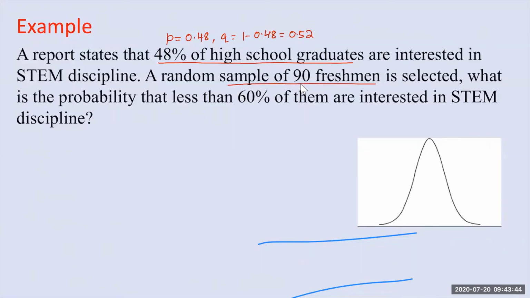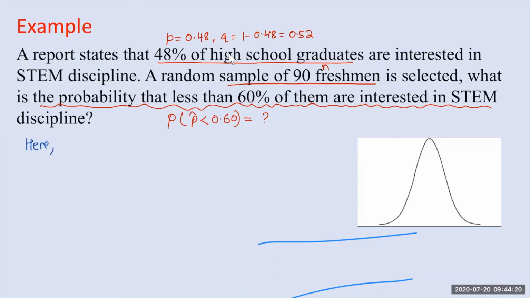A sample of 90 freshmen, that's your sample size, is selected. What we have to do is find the probability that less than 60% of them are interested in STEM education or STEM discipline. So, the probability that the sample proportion P hat is less than 0.60. What is this equal to? We need to find out. First, we are going to write the given information here.